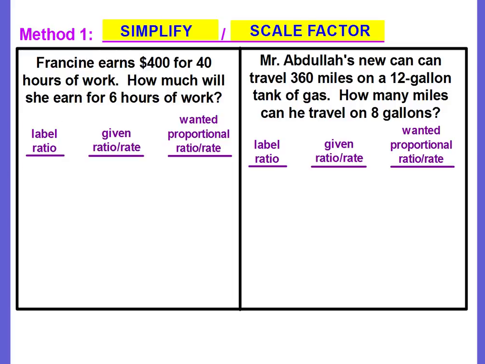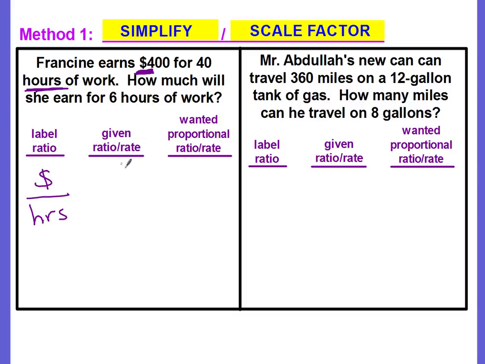Francine earns $400 for 40 hours of work. How much will she earn for 6 hours of work? Okay, we're going to write 3 different ratios. The first ratio is the label ratio. What is it that we're comparing? We're comparing money to hours of work. So that's going to be our ratio. Money, dollars, money. And remember, money is almost always going to be your numerator. And time, which is the hours, will usually always be the denominator.